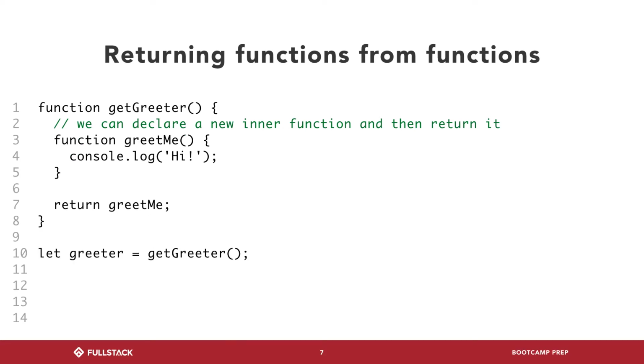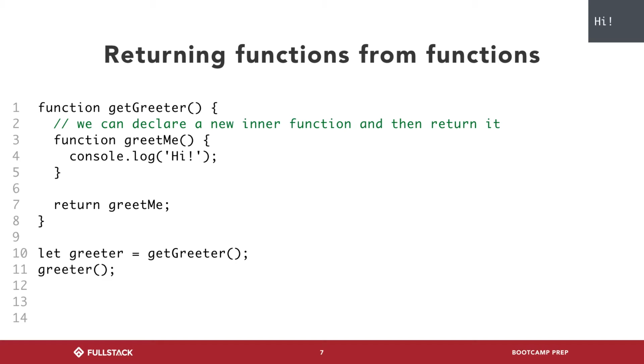Okay. In this next example, there's not anything really new going on. It's just this idea that in this getGreeter function, when we invoke getGreeter, on lines 3 through 5 we create a function called greetMe in the scope of getGreeter, and then on line 7, we return the variable greetMe, right? So on line 10, when we run getGreeter, it's going to take us back to line 1, which will take us to lines 3 through 5, in which we create this variable called greetMe. And on line 7, we return greetMe.